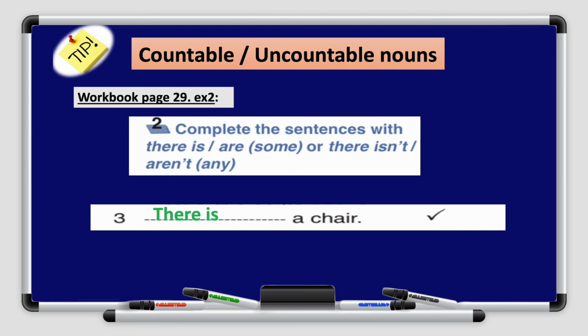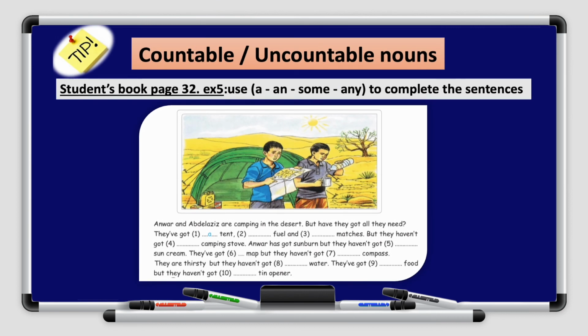Let's check if you got it all correct. There is a chair. Excellent. There are some pencils. Number 6. There is a map. 7. There aren't any posters. Here we use aren't because it is in the plural. And you have a useful exercise in your student book, page 32, exercise 5. You will do the same. You will use a, an, some, and any to complete the sentence.